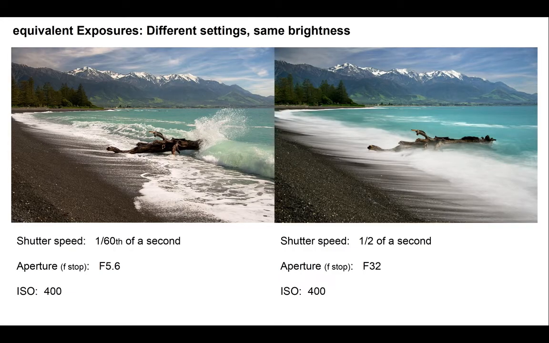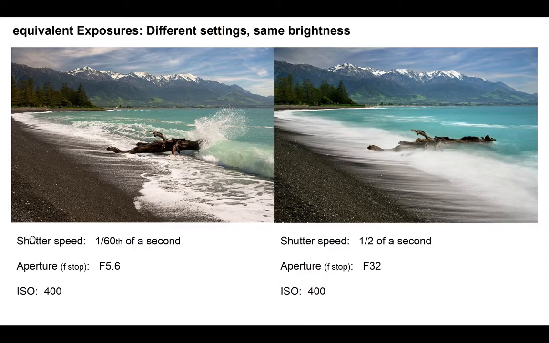Now, in our last module, I talked about equivalent exposures, and you guys did a good job. Most of you posted great examples of equivalent exposures, right? And that's using different combinations of shutter speed and aperture to produce the same brightness of an image. And the reason that we want to learn how to do this is for this example specifically, okay?